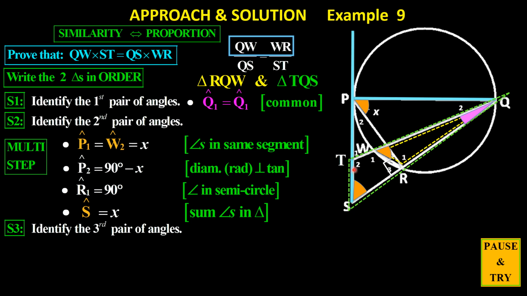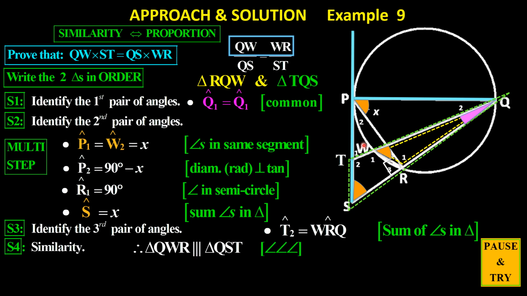The third pair would be T2 that matches with this WRQ. Please, you can't just say angle R, it's WRQ. I just follow the dotted. You can even see T2, there's only one, so that's T2. This one here, look at the yellow, it's WRQ, not angle R. And then we can write the triangles in the correct order. We know Q matches with Q, and W matches with S, and R matches with T.